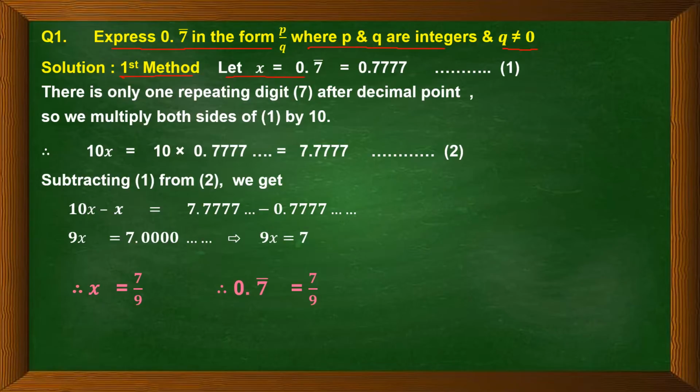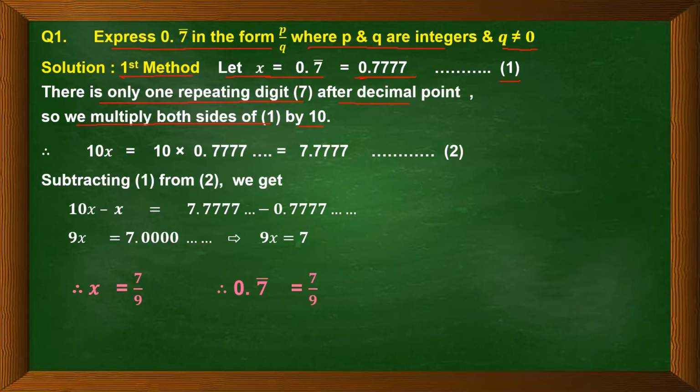Let x is equal to 0.7 bar, or we can also write 0.7777 so on because 7 is being repeated. This is our equation 1. Now since there is only one repeating digit, that is 7, after the decimal point, we shall multiply both the sides of equation 1 by 10.